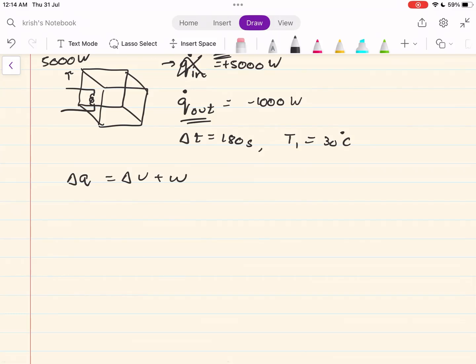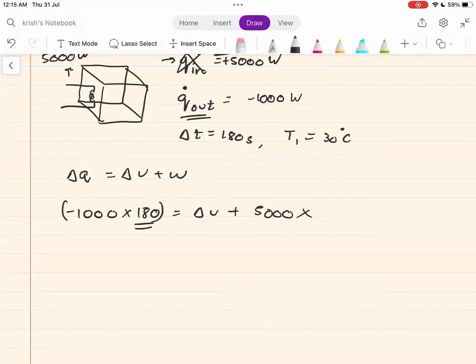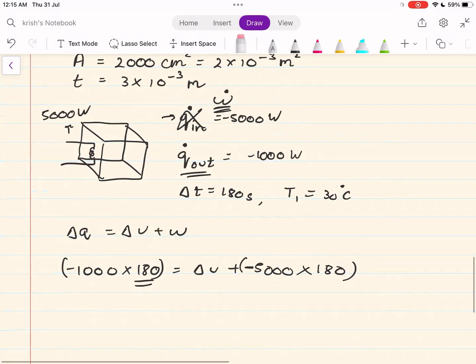So delta Q is minus 1000 because that is how much it is losing heat, into 180 because the total time elapsed is 180 seconds, and we are trying to find energy, and we're not writing it in terms of rate, but in terms of total energy, right? So if we multiply the rate of losing heat or doing work into the time, we will get the total energy. Delta U plus 5000 into 180. But the sign of work here will be minus.